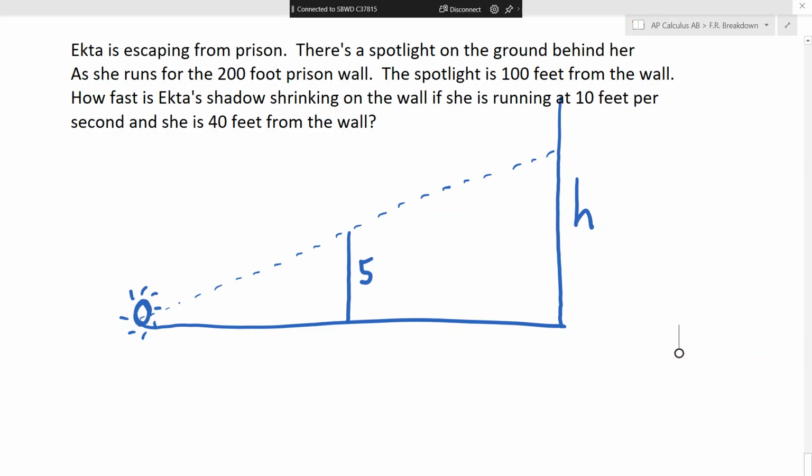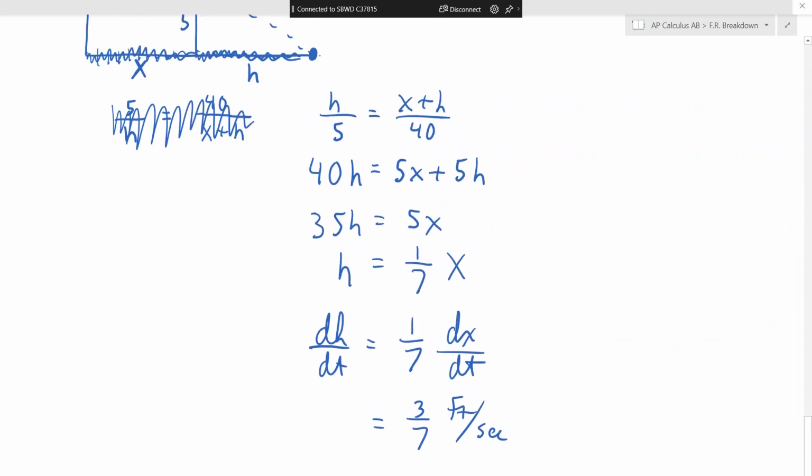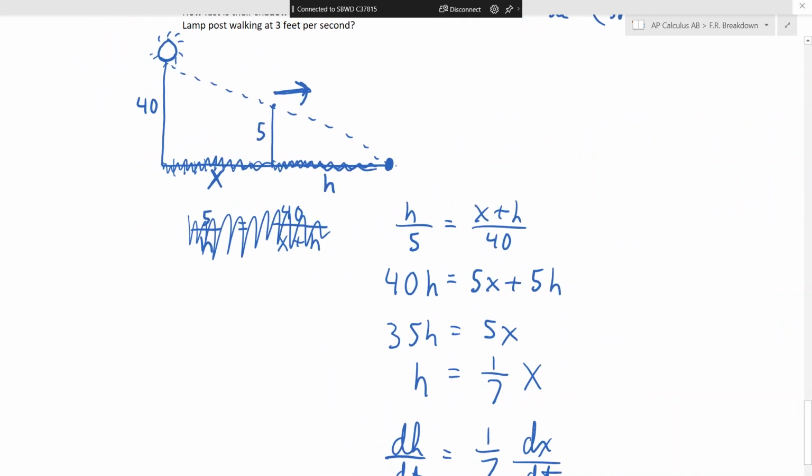So, do you all see what's happening here? Poor 5-foot tall Ekta is running this direction. As she does that, her shadow is shrinking. Okay. Now, what's different about this, on the last picture, let's scroll over there. The base of that triangle was changing. Like X and H weren't fixed. Matter of fact, as X got bigger, H also got bigger.